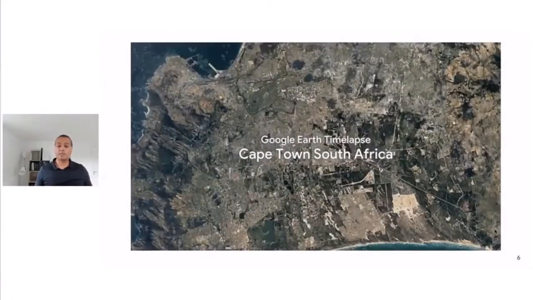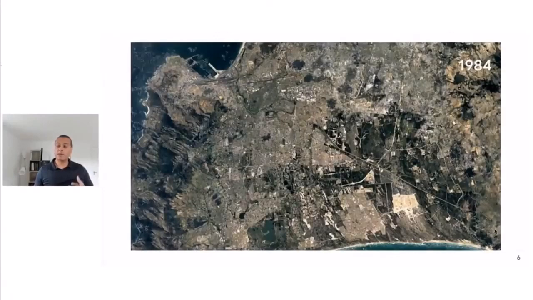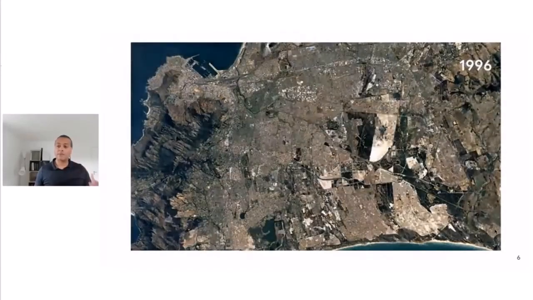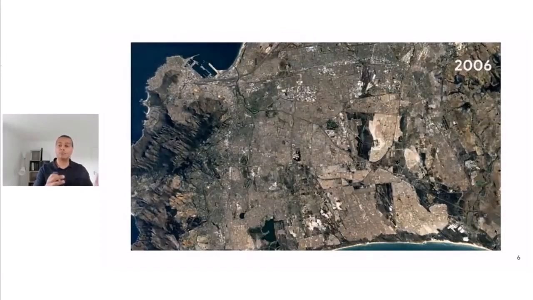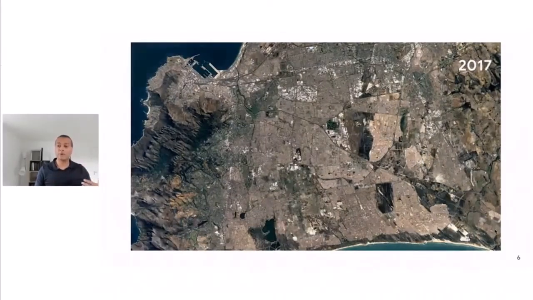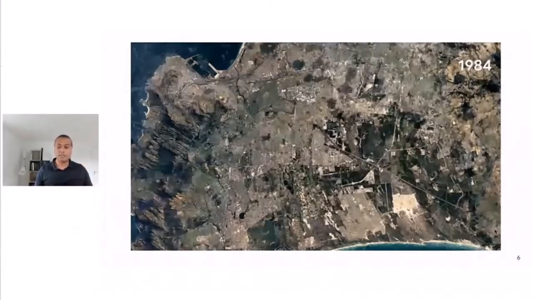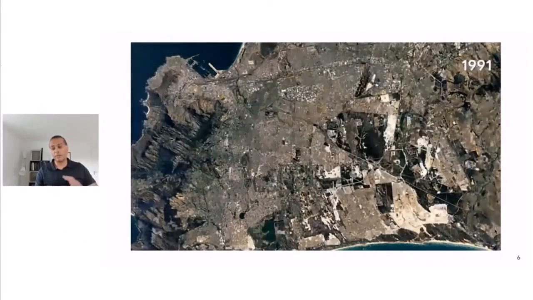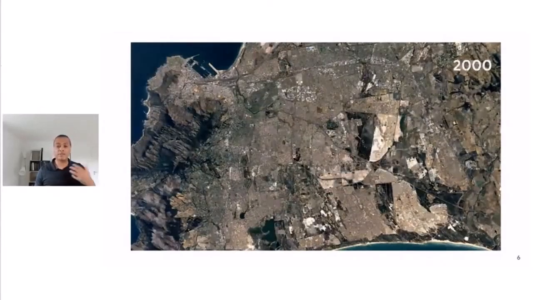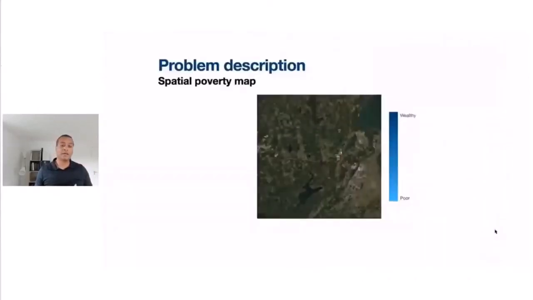So what you see here is the city of Cape Town, and what we are capitalizing on is this variation of development within cities. So from 1984 to 2018 and 2020, you see these large developments that are occurring within cities. And this is exactly the variation that we are capitalizing on. So how do we do this?